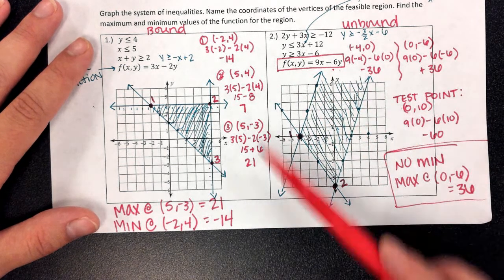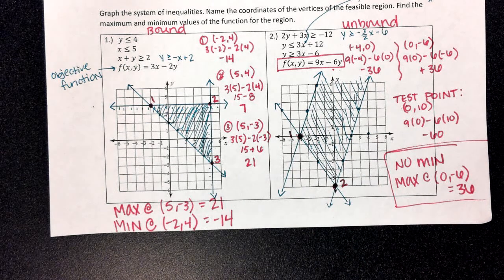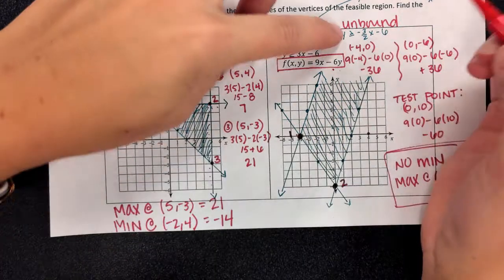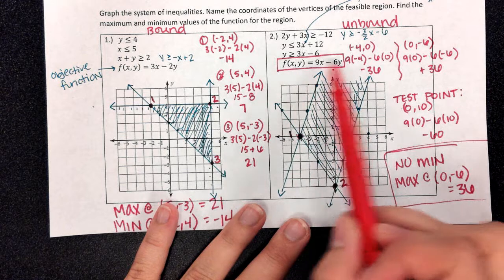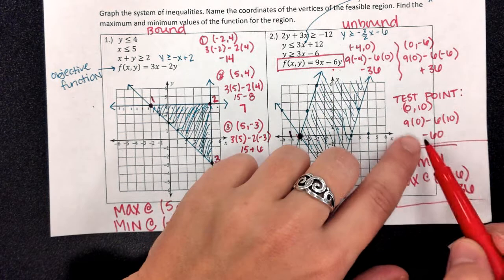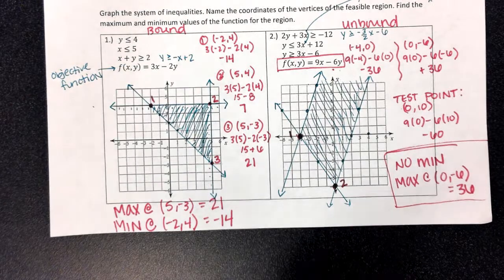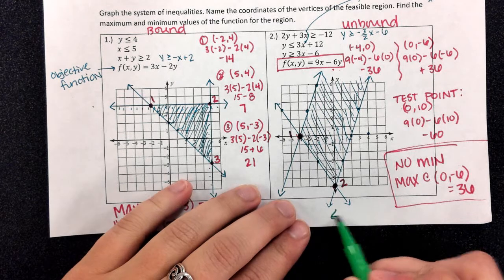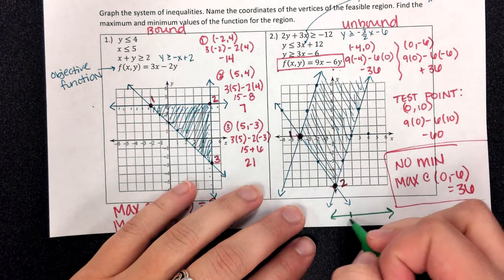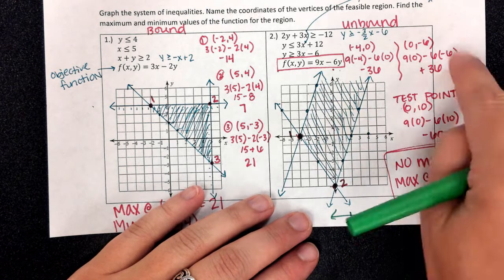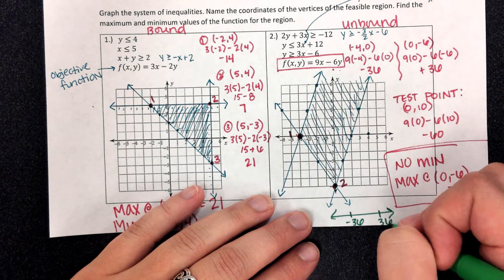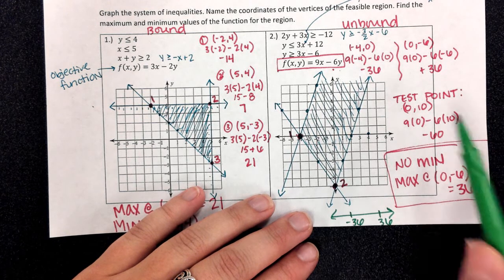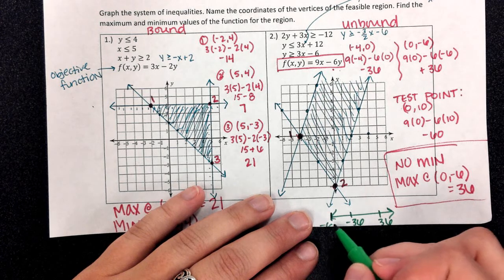So I have to pick a test point off my graph in the shaded area. So I picked 0, 10, which would be way up here. Okay? When I plugged this test point into the objective function, I got a negative 60. So let's just watch. You don't have to write this, just watch. If I make my number line, okay, I plugged in a number and I got a negative 36. I plugged in my second vertex and got a positive 36. When I plugged in my test point, I got a negative 60.